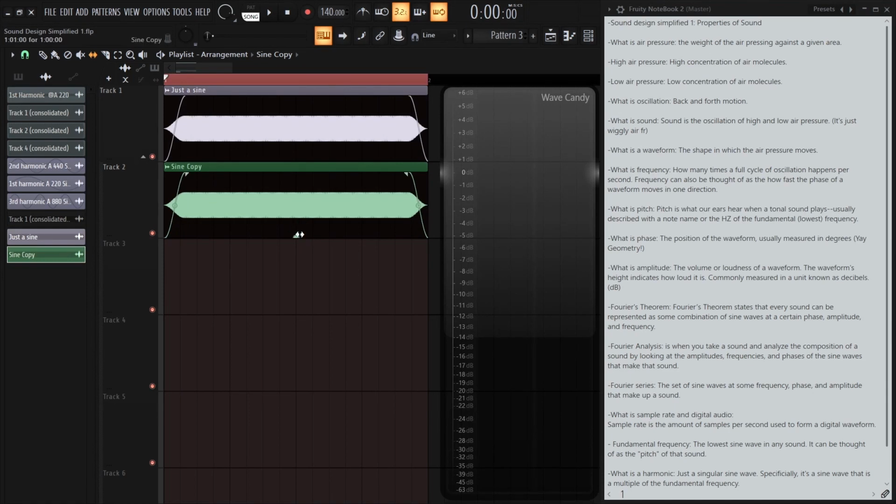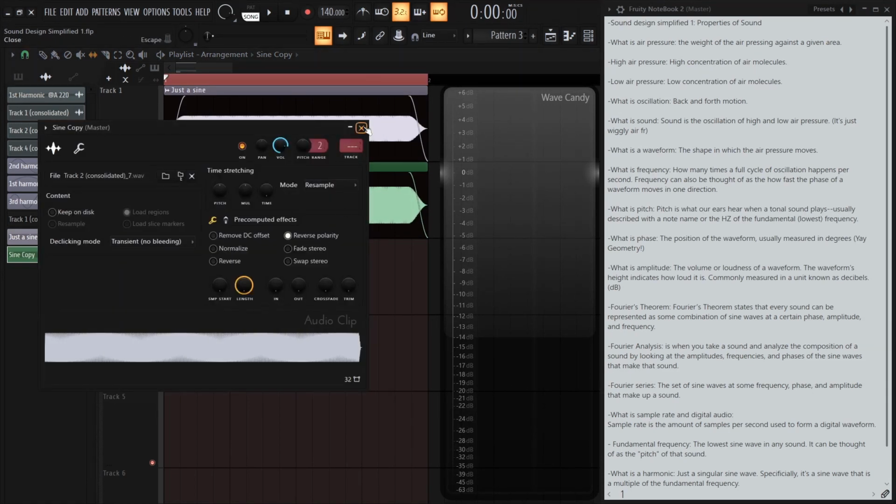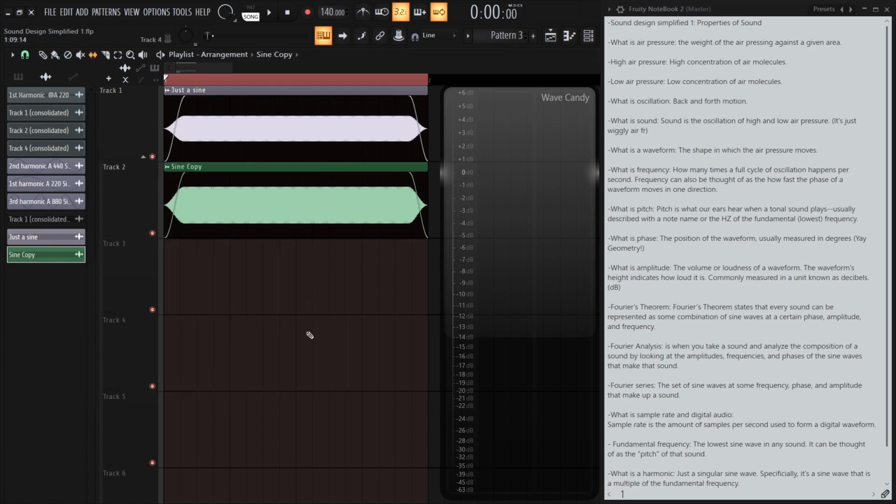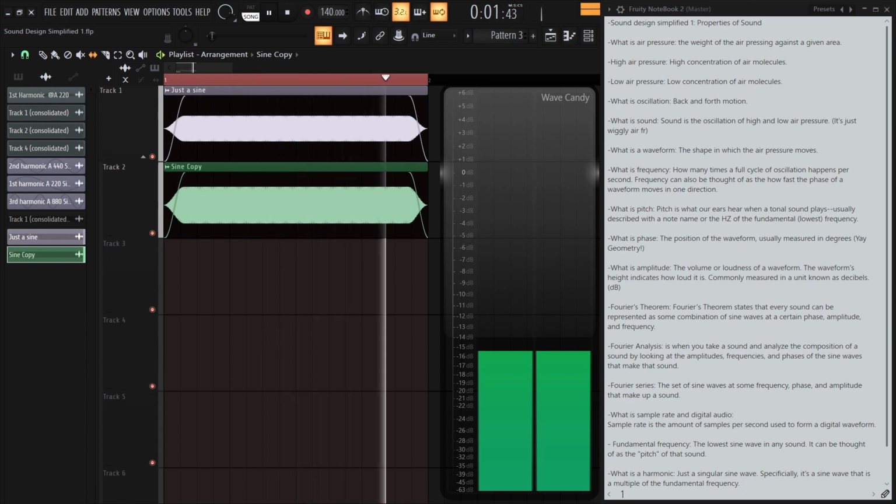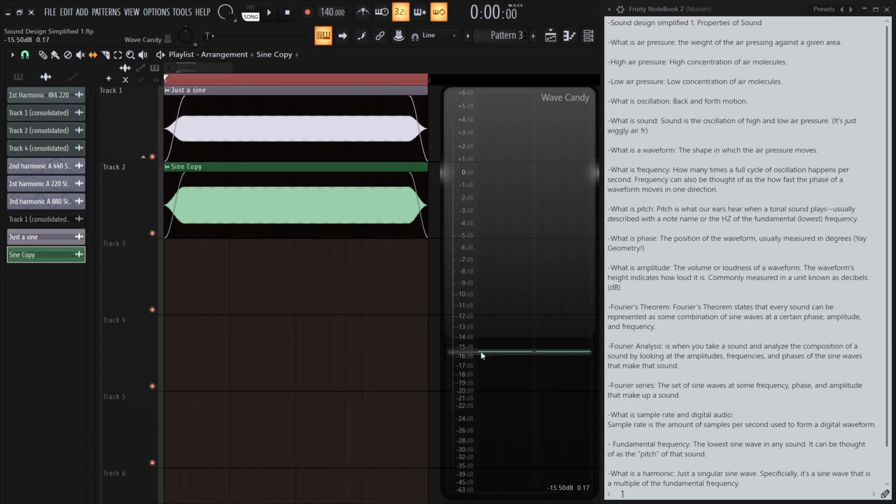When two waveforms are being played together and the result signal is quieter, it's called destructive interference. So I'm going to raise the volume of this copy, and I'm going to reverse the polarity, which just means that the positives are now negative and the negatives are now positive. Watch. So now it's peaking at around -15 decibels.